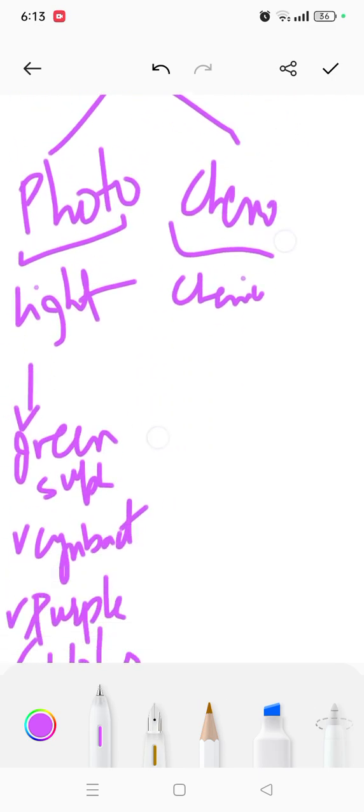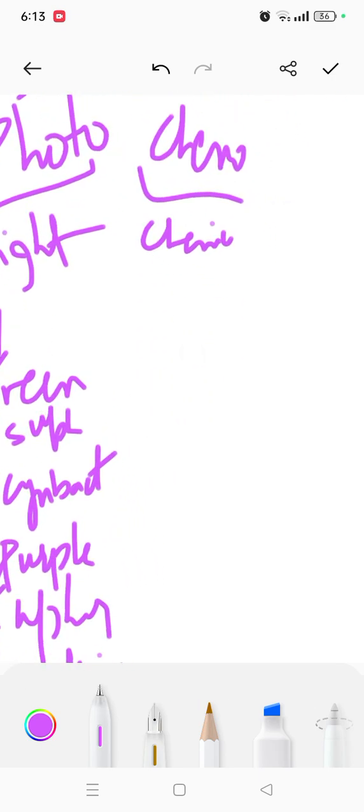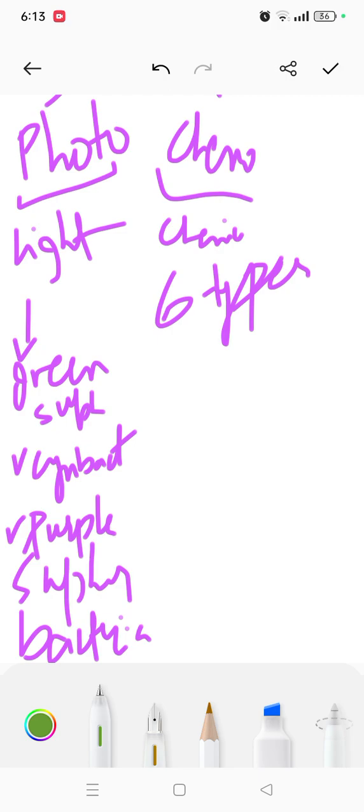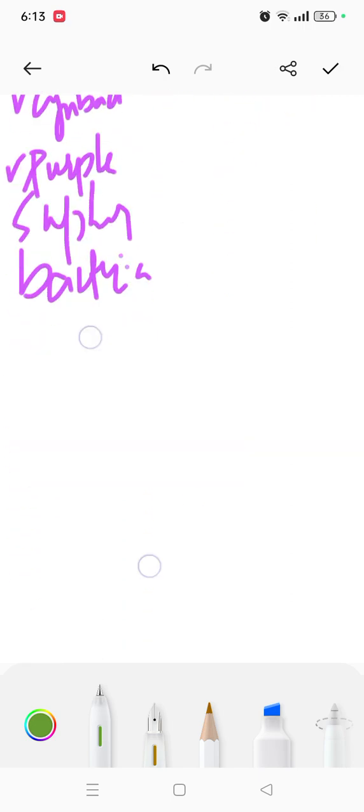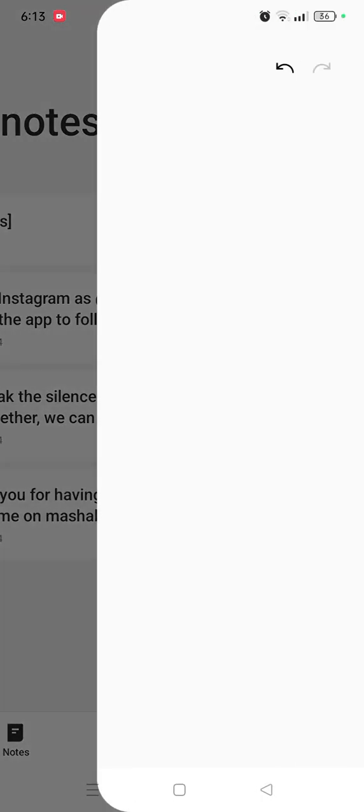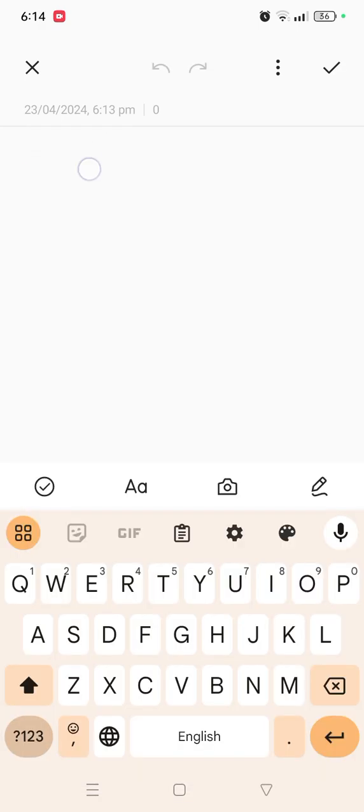Okay, so I'm sure it's clear. Then in chemoautotrophs we have six types. What would those six types be? Before that, I think we need to make a complete structure, so I'm showing you how exactly that looks. I'm going to another notes because I did not make a complete entire table.